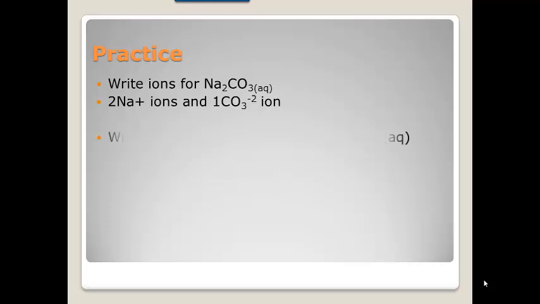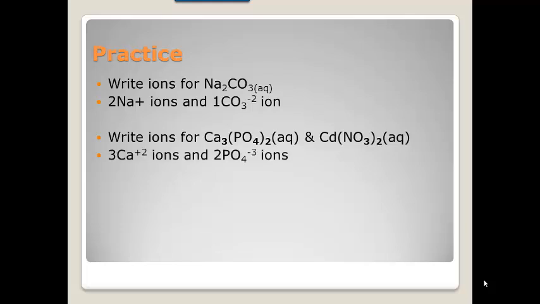Here's another one. Let's write the ions for calcium phosphate and then cadmium nitrate. Alright, so calcium phosphate first. There are 3 calciums and 2 phosphates. Calcium's in group 2 on the periodic table, so I think it's going to lose 2 electrons. And phosphate I can look up in the reference tables, and it has a -3 charge. So 3 Ca2+ ions and 2 PO4 3- ions is what you get for that first one.